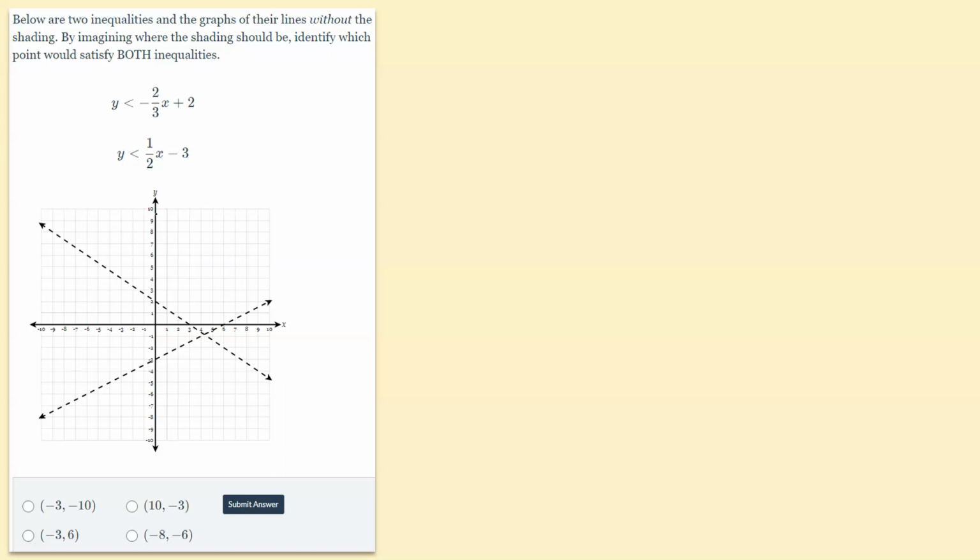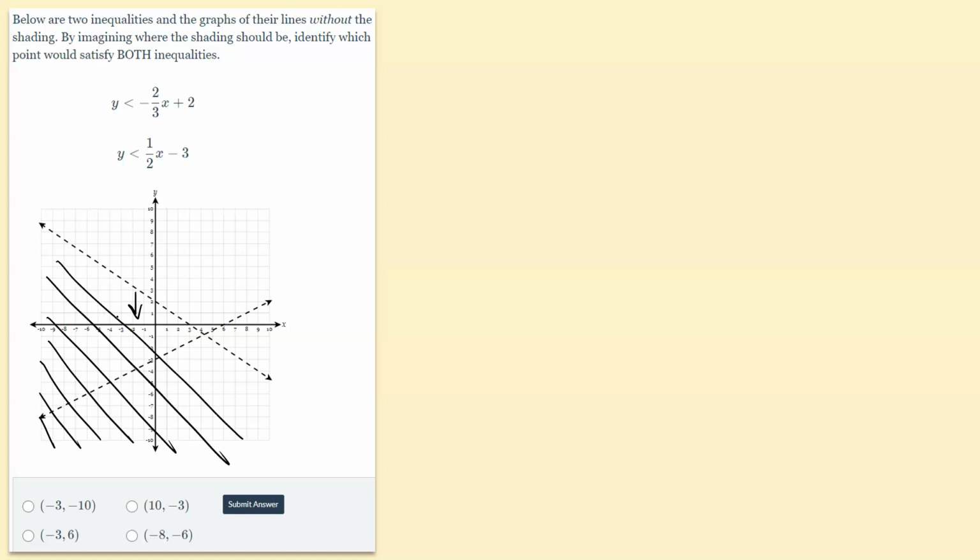These are both less than. So our line with a negative 2/3 slope is this one right here. That's the negative slope. So if we think about where that shading would be, it's less than, so it would be below this line. So that would mean it would be shading here. And then this other line, the positive 1/2 slope line right here, also has shading below. So I'm going to shade in the other direction for this line.